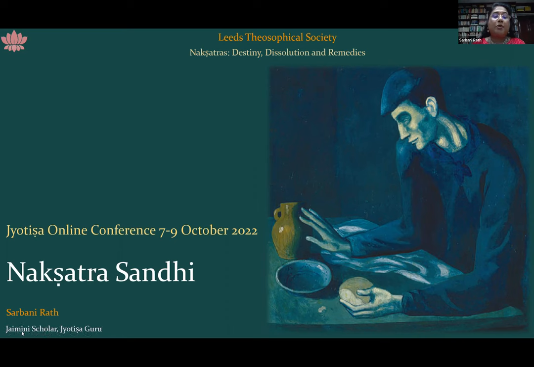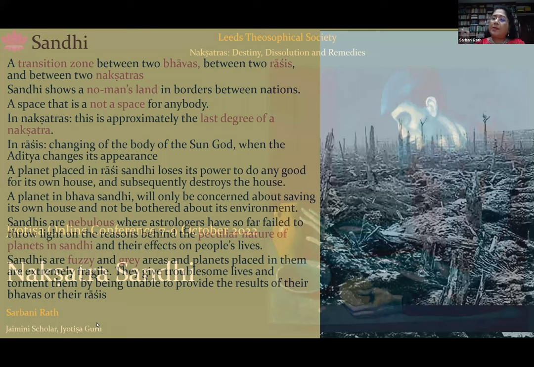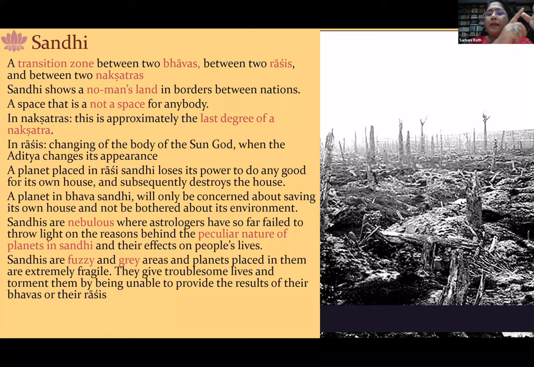So we are going to now talk about Sandhi. So what is a Sandhi? Sandhi is basically a joint. It is an interval. It is a pause. It is any juncture between any two things. Sometimes they even form a union, like in Sanskrit grammar, where two letters unite and form a yoga, and there is no dissidence. But otherwise, Sandhi means a transitional zone.